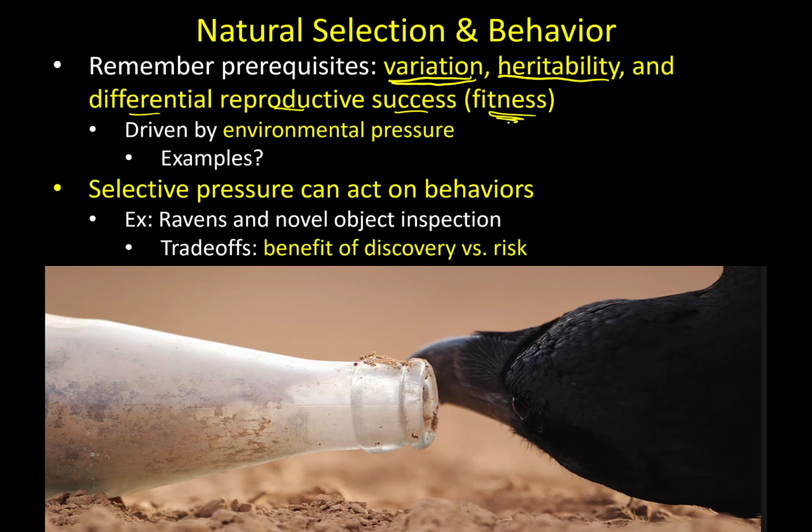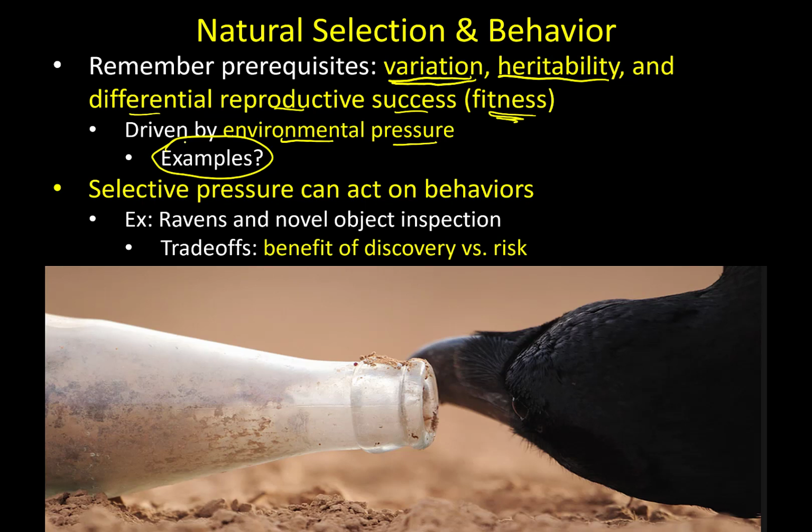Now, all of these factors are necessary for natural selection to occur, but natural selection won't occur in the absence of pressure from the environment. You must have environmental pressure in order for natural selection to happen. Try to think of some examples. This should be review from lecture number 1. Think of examples of natural selection and how gene frequencies change in populations as a result of it.